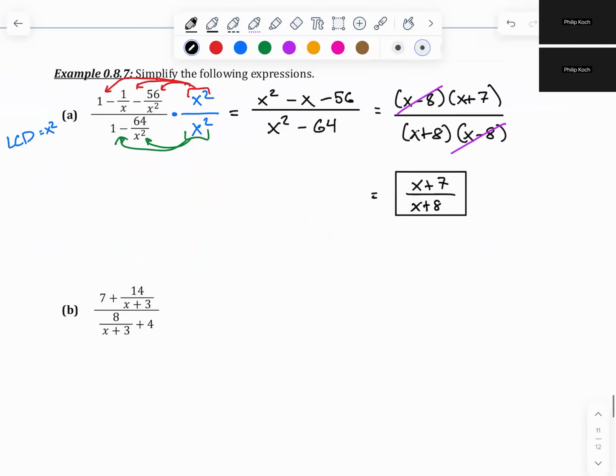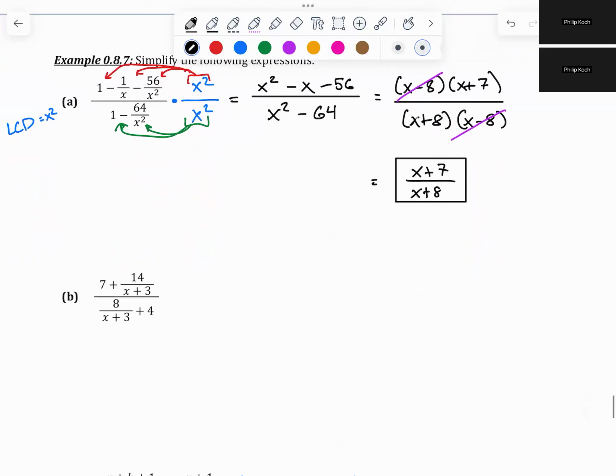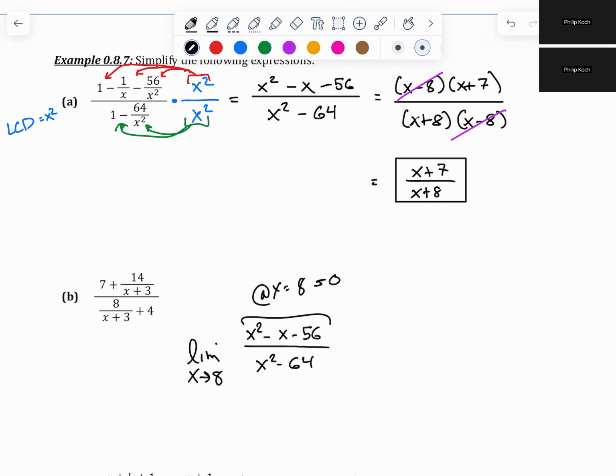Something that you'll see a lot in calculus, if you plan on taking it, is that instead of this, you'll see something like this: limit as x approaches 8 of x squared minus x minus 56 over x squared minus 64. So this is a limit, which is something you'll see in calculus. As a teacher, I always tell you to plug it in to see if it's a problem or not. But as a student, if it's given like that, 9 times out of 10, it means that at x equals 8 it will equal 0. So you know that x minus 8 is a factor, and you can immediately start factoring right off the get-go.